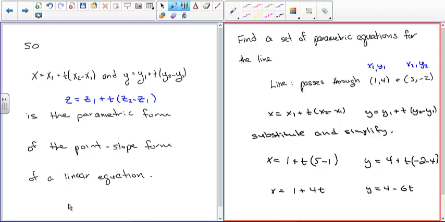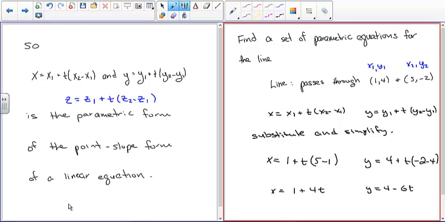Okay, you're like, there must be some trick, right? He's trying to trick us. It's too easy. No, I'm not trying to trick you. So you just plug the numbers in. 5 minus 1 is 4. Negative 2 minus 4 is negative 6. So that's it.